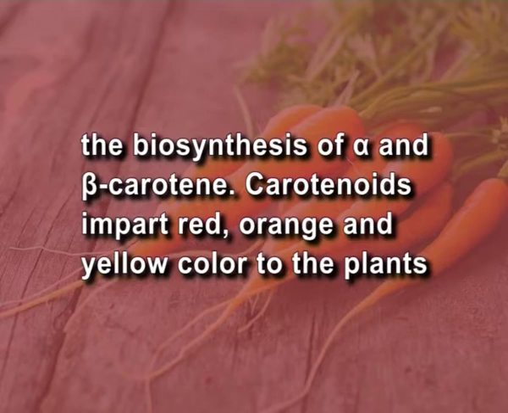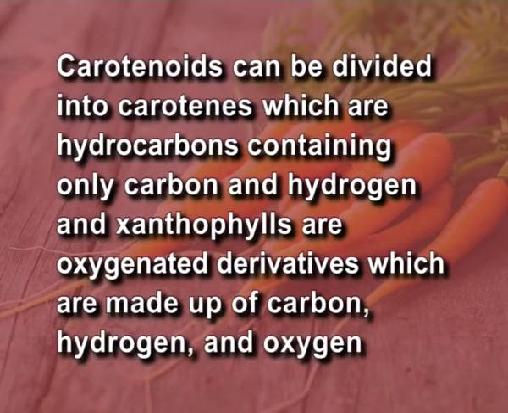Carotenoids impart red, orange and yellow color to the plants. Carotenoids can be divided into carotenes, which are hydrocarbons containing only carbon and hydrogen, and xanthophylls, which are oxygenated derivatives made up of carbon, hydrogen and oxygen.